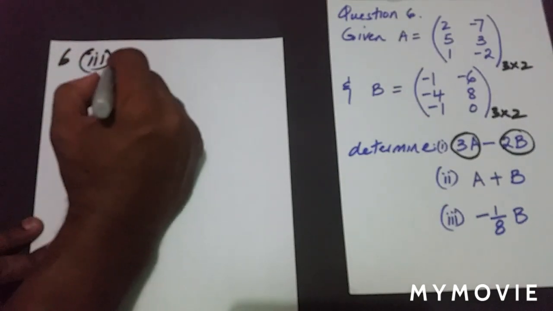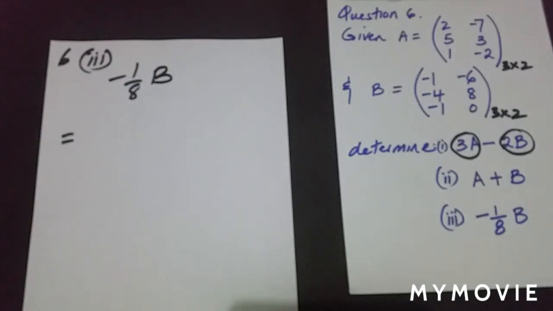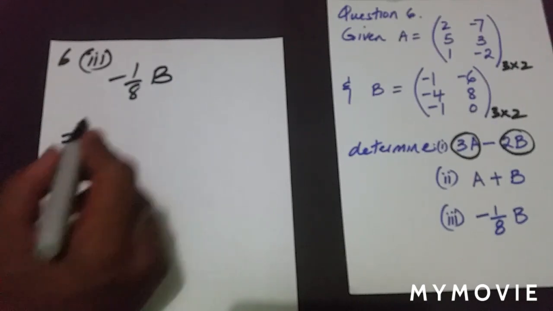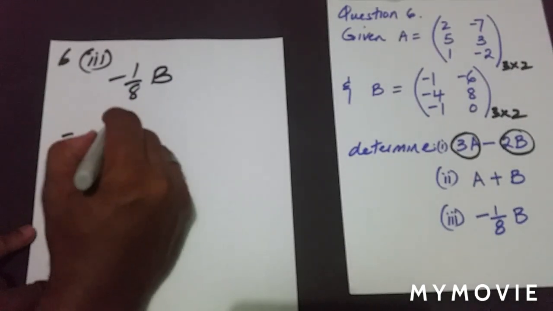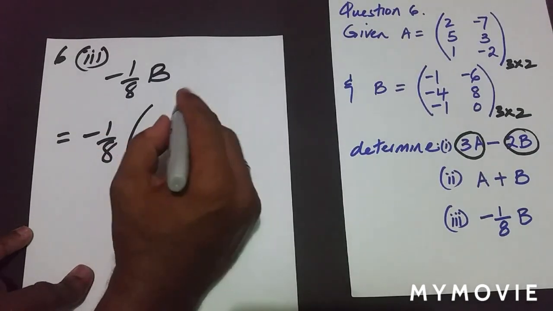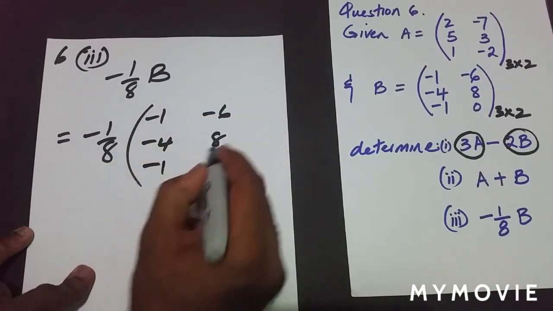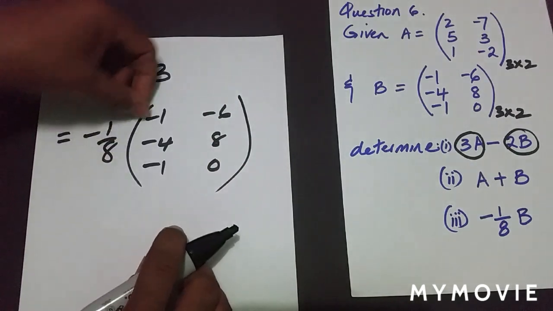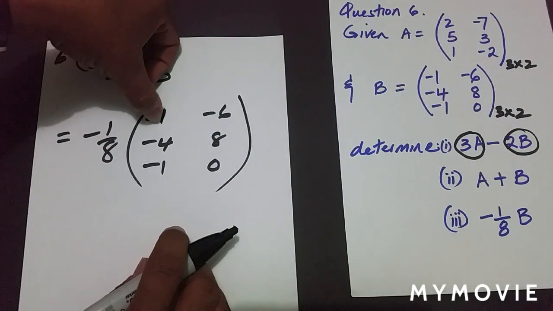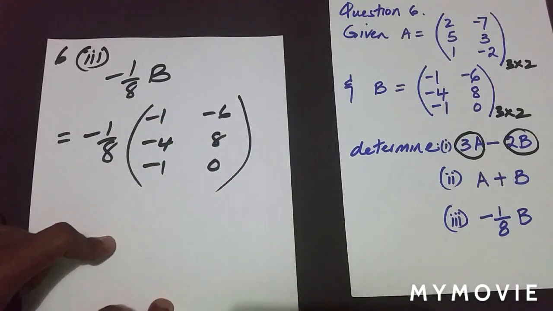Where we're simply asked to find negative 1/8 B, which means we're doing scalar multiplication here. We're multiplying matrix B by negative 1/8. So it would simply be negative 1/8 times B, and B is negative 1, negative 6, negative 4, 8, negative 1, 0. So these numbers can be written as the number over 1. So this fraction will be negative 1 over 1, negative 6 over 1, and so on. So all of these numbers here represent the numerator.